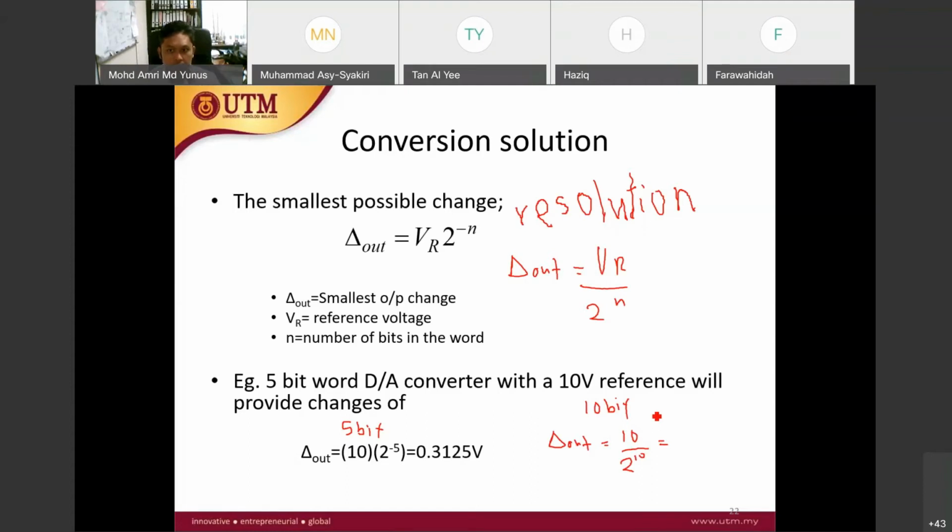Is it too big? My calculator cannot calculate. What is the value?